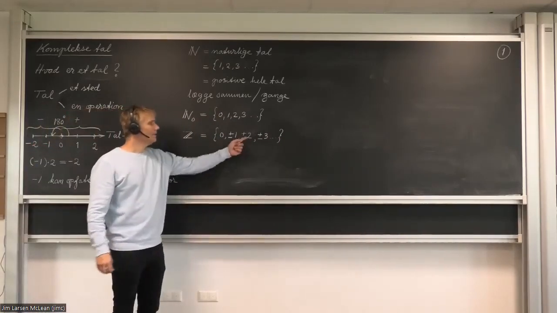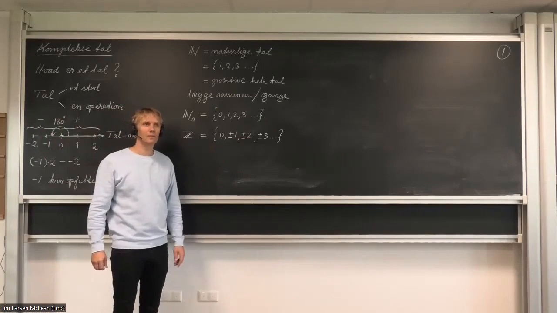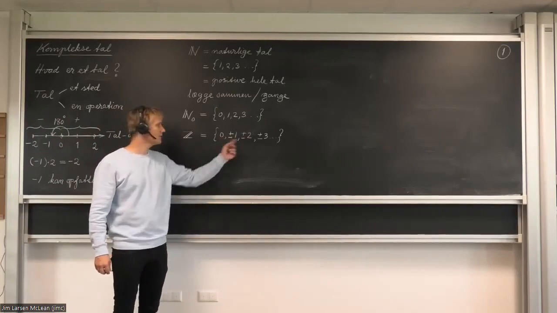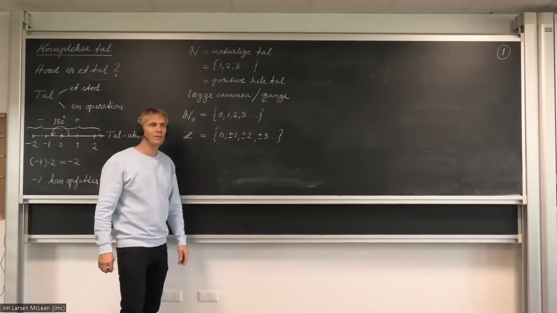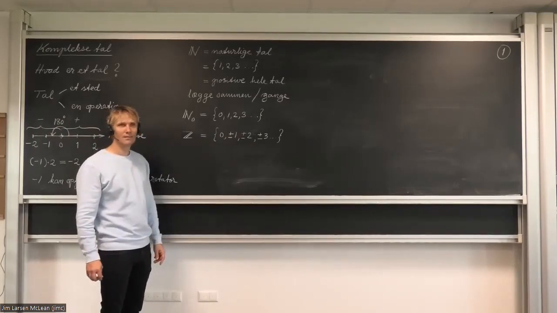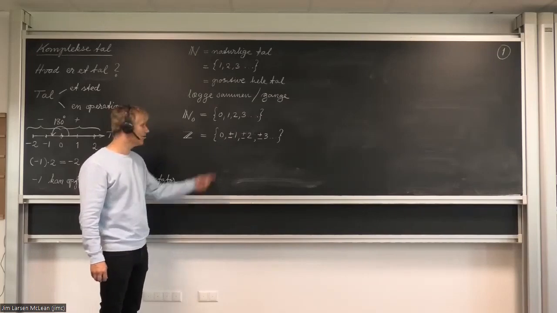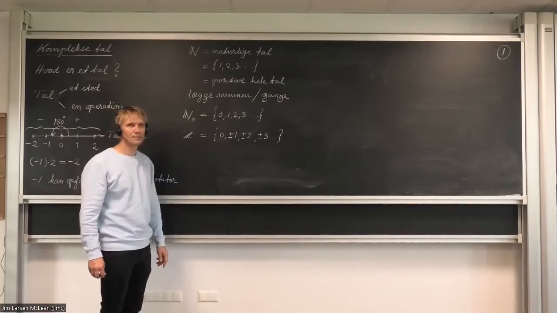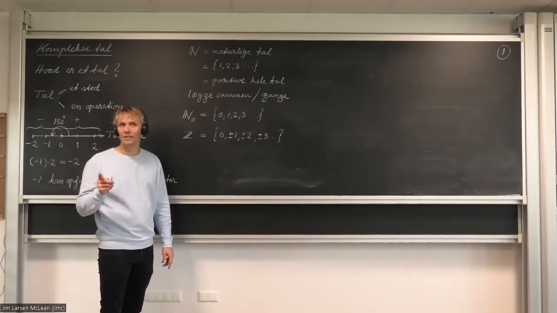And what can you do here? Well, you can add numbers, and then you land in Z again. If you add 2 numbers from Z, you land in Z again. You can subtract any 2 numbers from each other, and you stay in Z. You can multiply 2 numbers together, and you stay in Z. But you can't divide the 2 numbers with each other and necessarily stay in Z.